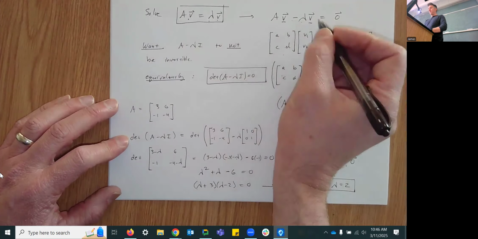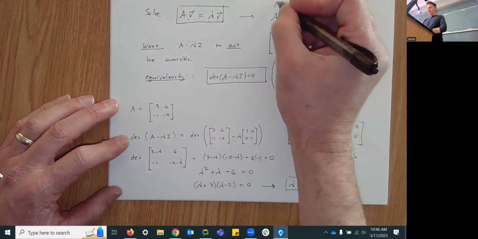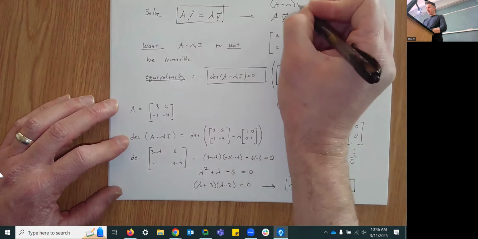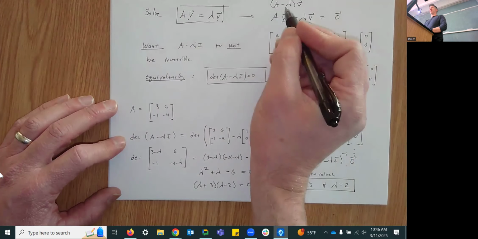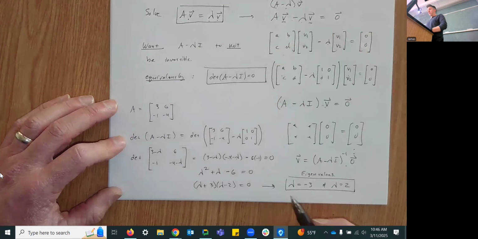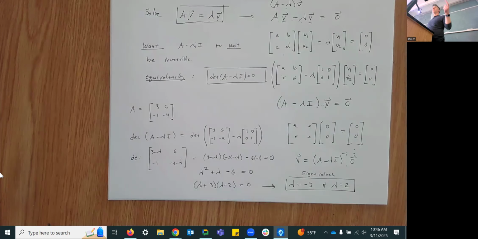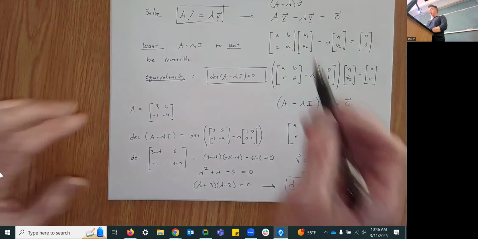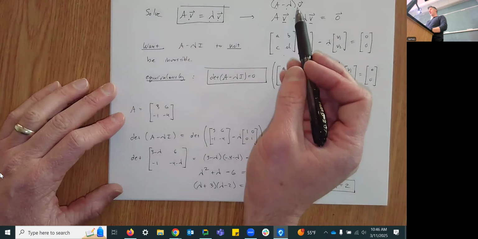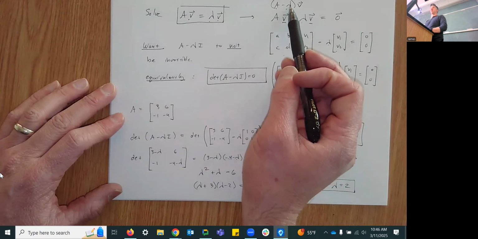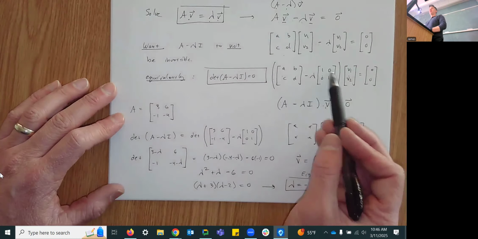But the problem is, if you factor that out, you're left with A minus lambda times V, and A is a 2 by 2 matrix, and lambda is a number, like 2 or -3. And we can't do that subtraction. So to make that subtraction work, and to still have this multiplication work, we say, well, we're going to make lambda into a 2 by 2 matrix by multiplying it by the 2 by 2 identity matrix.